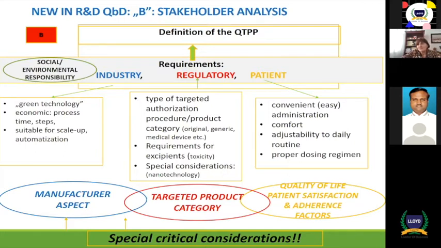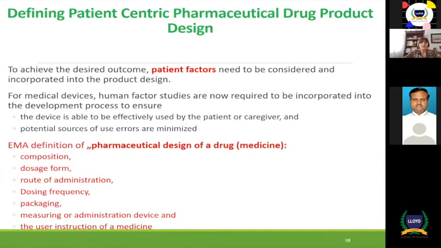And then last but not least, the patient: for easy administration, for comfort, for adjustability to daily routine, not to feel sick, proper dosage regimen, and whatever. So these are the three stakeholders. When we set up our research plan, it's very important to consider them. My time is almost over, and maybe over.